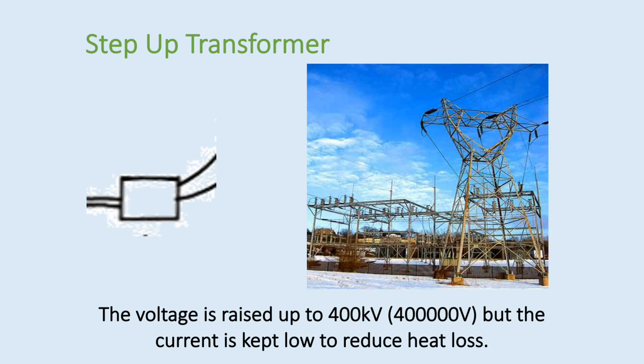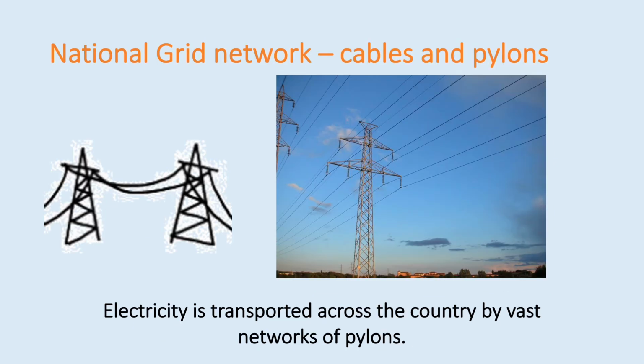And this will take the voltage up to 400,000 volts. Pretty spectacular. That's what the big power stations are, as you can see. So we're on a new bit, the national grid network, the cables and the pylons. Basically the electricity gets transported across the country by these vast pylons. They're safe because they're away from us. You can't get electrocuted from them if you are not grounded.